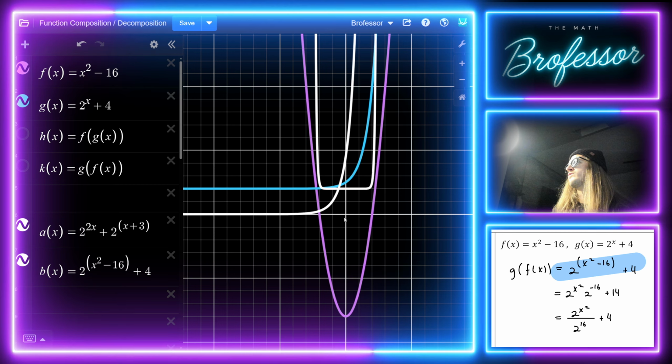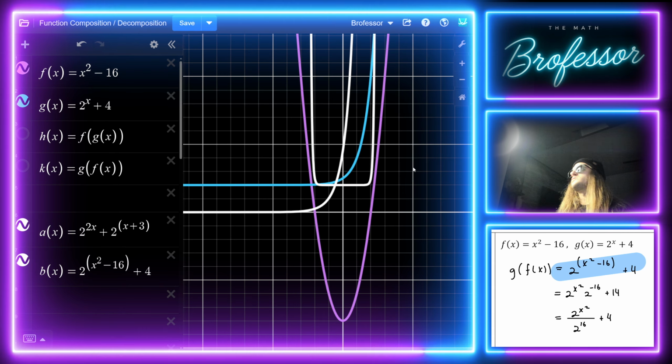Let's see all 4 of them. There we go. Look at that. That is a quadratic and an exponential with both compositions right there. So pretty cool.